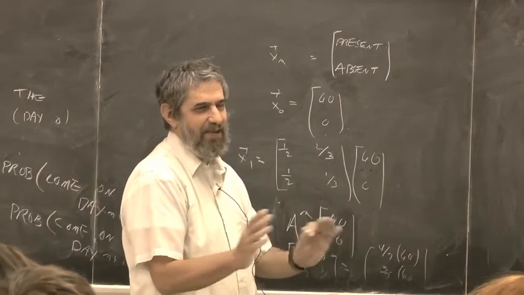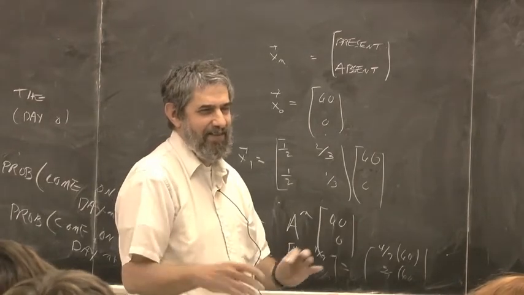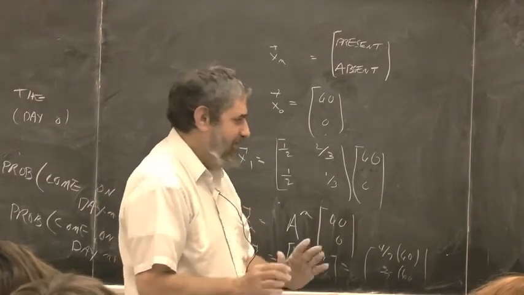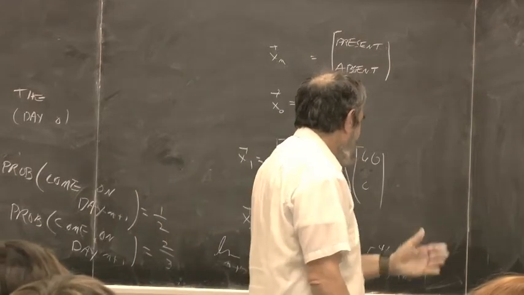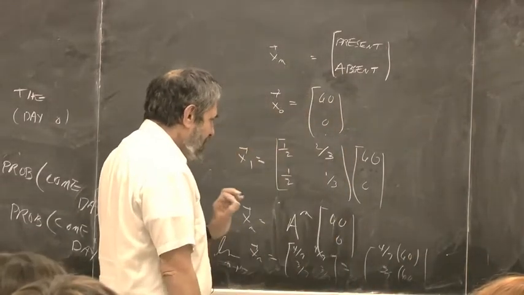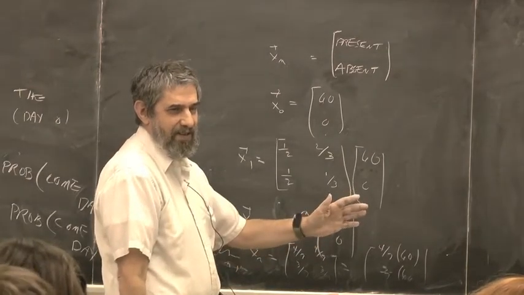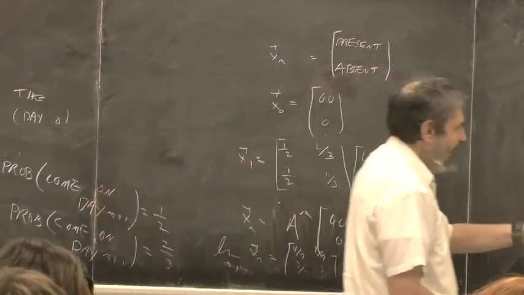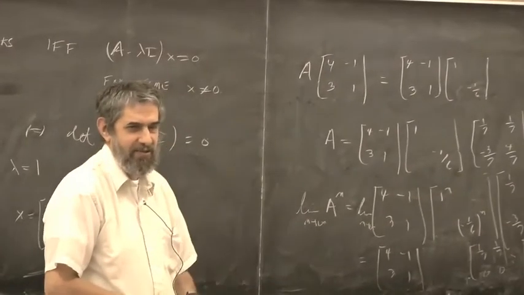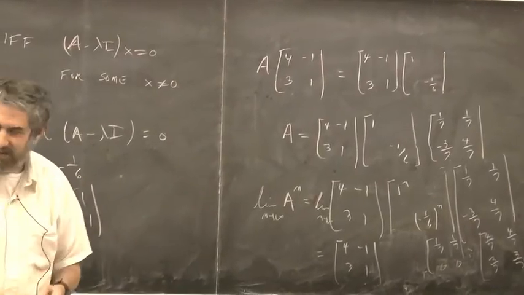You just randomly come any day. It has nothing to do with whether you came the day before. That's the simplest situation. The next simplest situation is where what you do one day depends on what you did the preceding day, but not before that. So this is actually an example of an application of diagonalizing matrices.